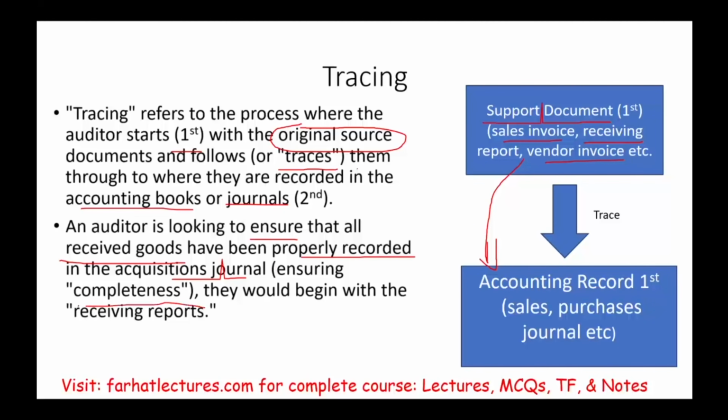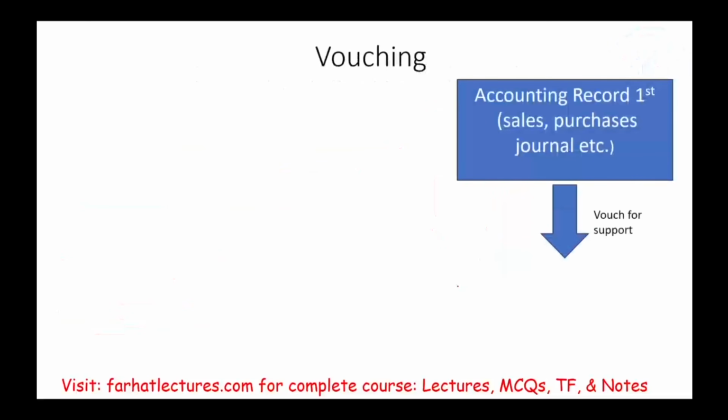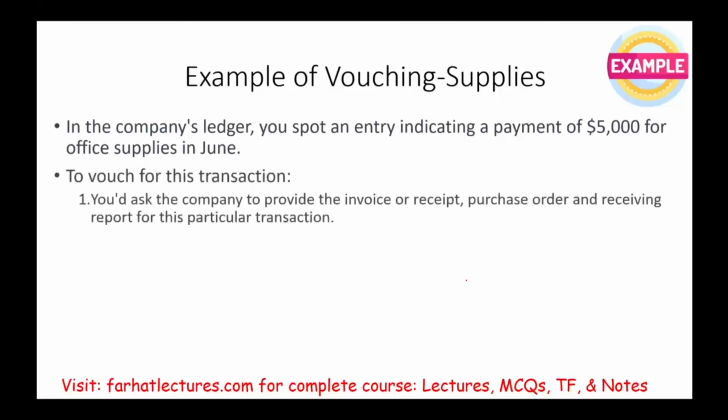So you would start with the receiving report. You would start with the source document. Then you go to the record. Versus vouching, what did we do with vouching? With vouching, we started with the accounting record. Then we went to the source document. Kind of the opposite of each other.